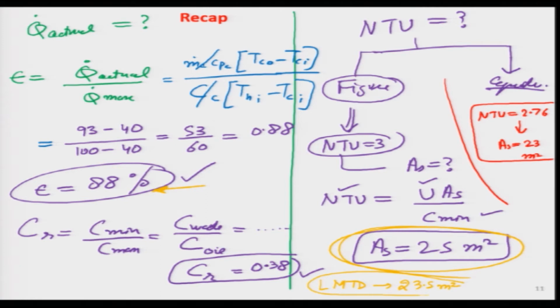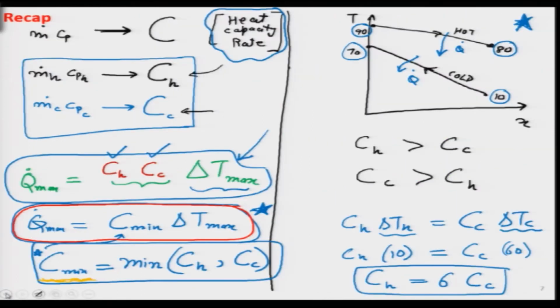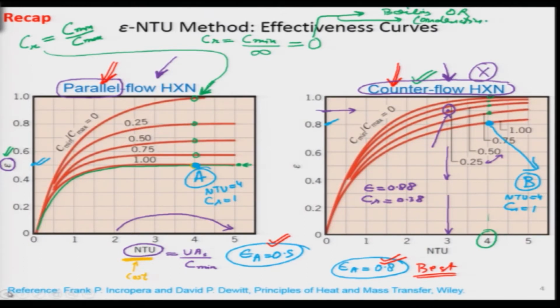Then last time we did the same calculation, but we did it with the epsilon NTU method, and over here we had figured out that the epsilon value was 88%. In order to calculate NTU, we either use one of the figures which was given earlier over here. Let me go back a little bit.